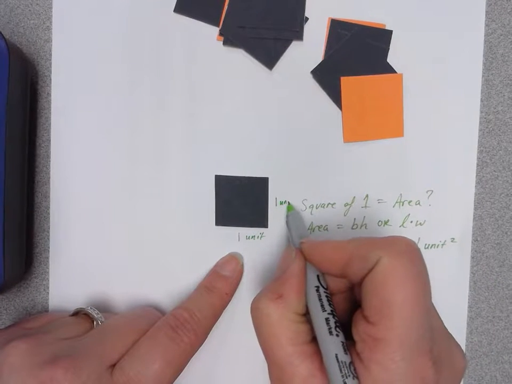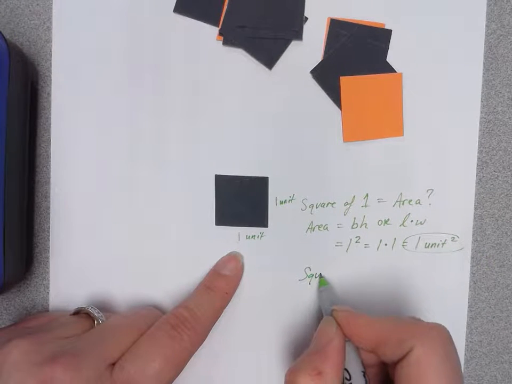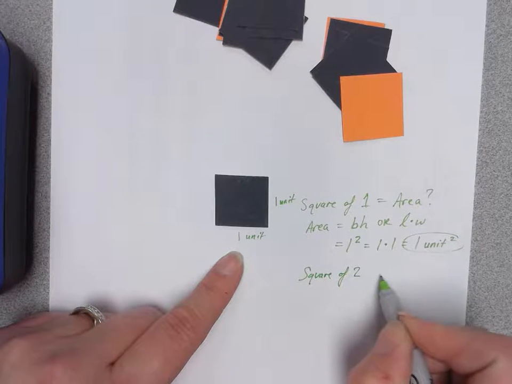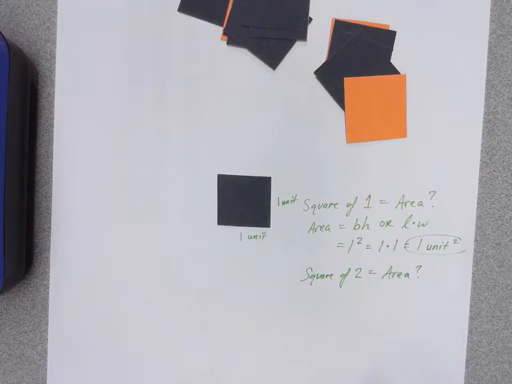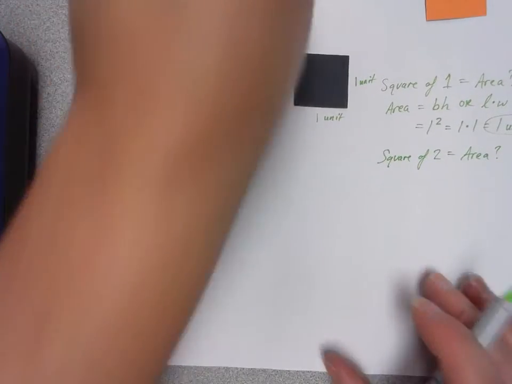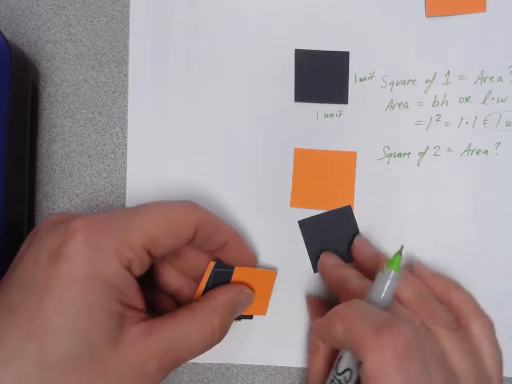And if I were to simplify that, I would get 1 unit squared, because really you're taking 1 unit times 1 unit. Students are going to be challenged next to find me the square of 2, which really means find its area. If the side length is 2, what would the area be? So I'll grab a few more of my tiles here and see if we can make a square of 2. So I want each side length to be 2 long.